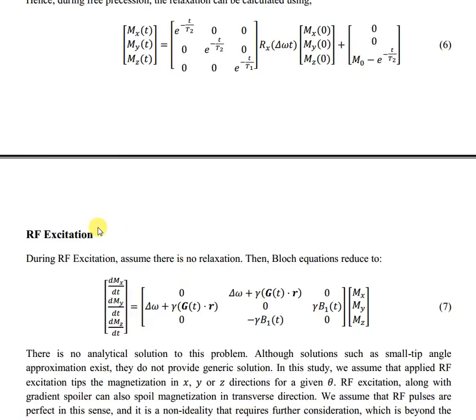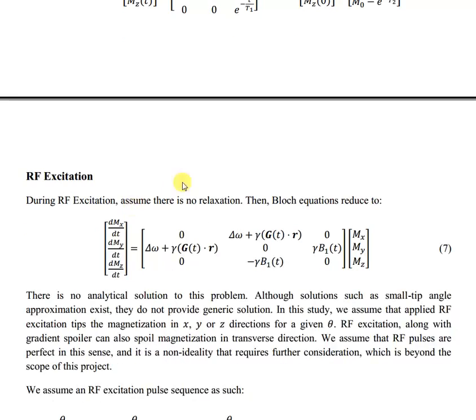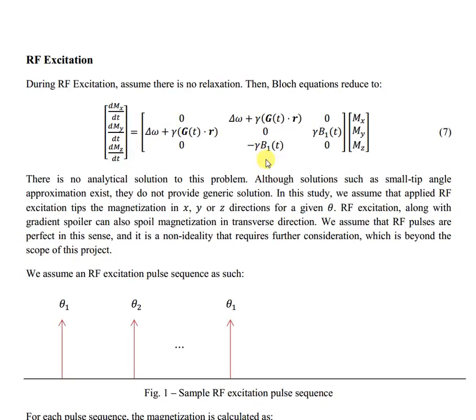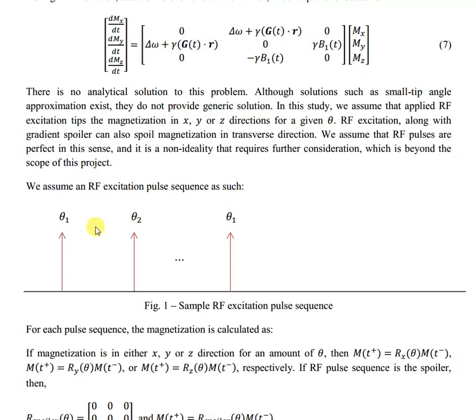The second one is the RF excitation. During the RF excitation phase, the equations simplify to this one by omitting the relaxation caused by the T1 and T2. However, there is no analytical solution for this one. In the literature, it is widely used to simply assume that these just tip the magnetic field. So I've just done that.